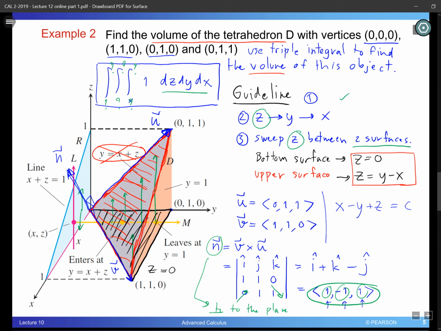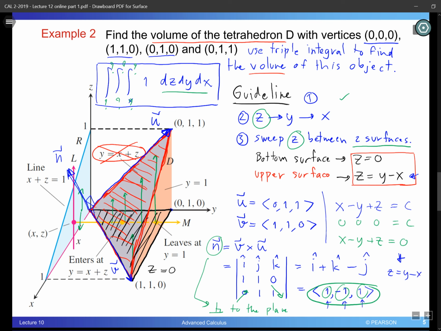And then we know that this plane passes through the origin. So let's try putting 0, 0, 0 in, which means that c has to be equal to 0. So in the end, we have this equation for the plane: x minus y plus z equals 0. Or you can say that z equals y minus x, just the same as what we have over here.